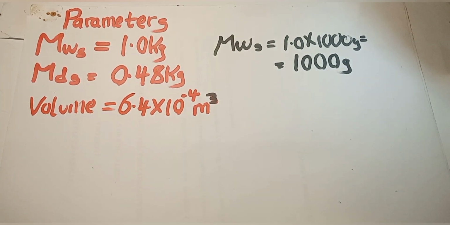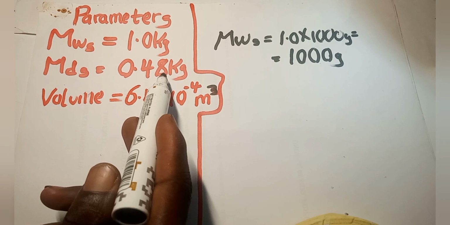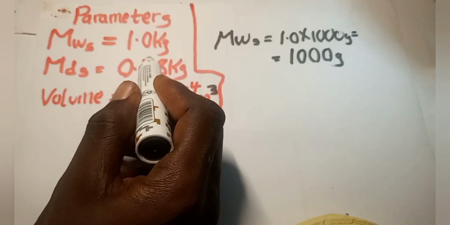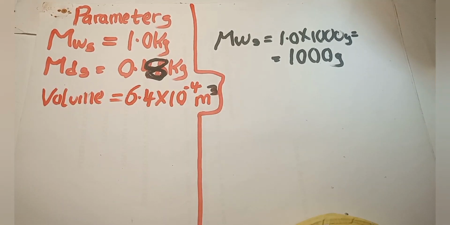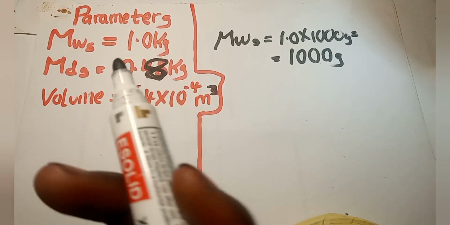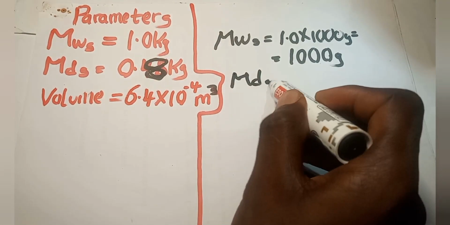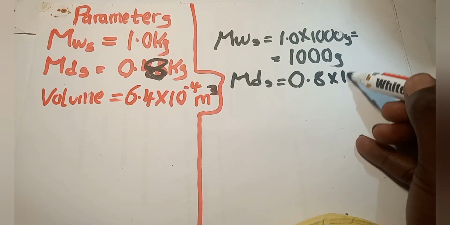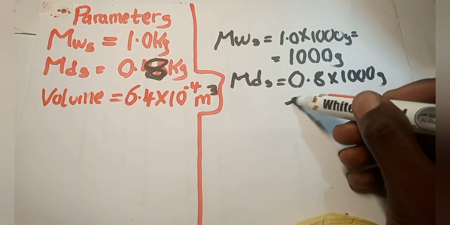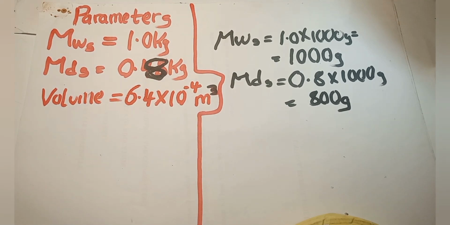The next thing I'm going to do is to calculate the mass of dry soil in gram. The mass of dry soil is 0.8 kilogram, not 0.48, it is 0.8 kilogram. Don't forget that. So the mass of dry soil in gram will be 0.8 multiplied by 1000 gram, so I'm going to have 800 gram. This is the mass of dry soil in gram.